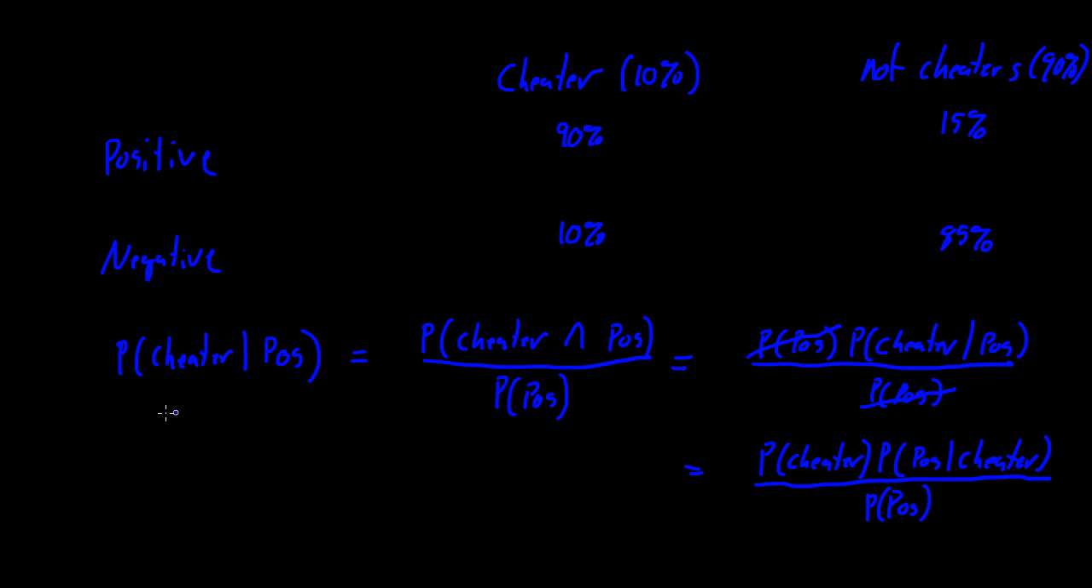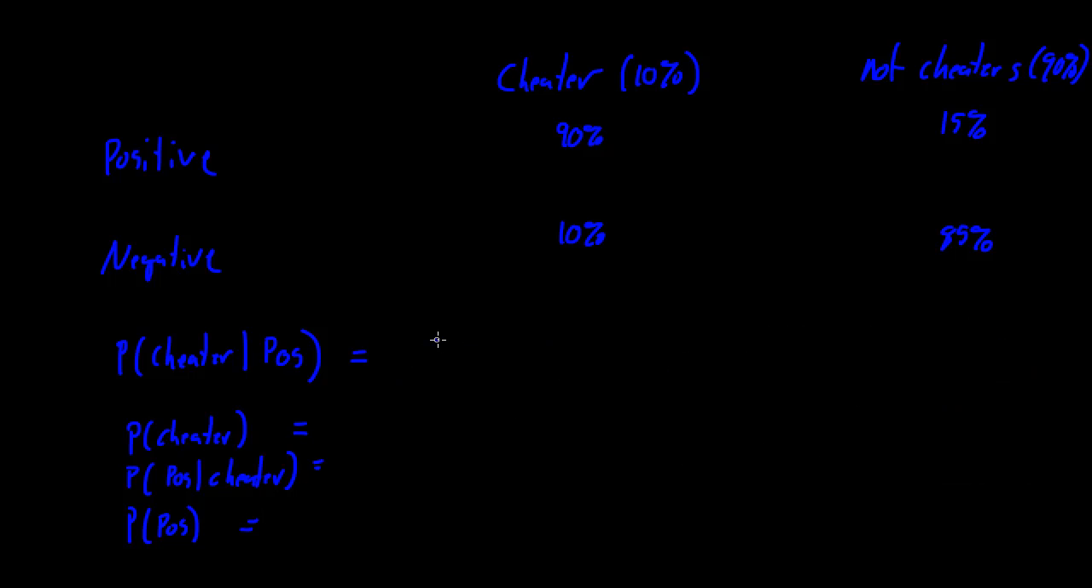So what we're going to need to figure out is the probability that someone is a cheater. We're also going to need to know the probability that someone gets a positive result given they're a cheater. And we need to know the probability that someone gets a positive result. So again, what we're getting is the probability that someone is a cheater times the probability that someone got a positive result given they're a cheater, divided by the probability that someone got a positive result.